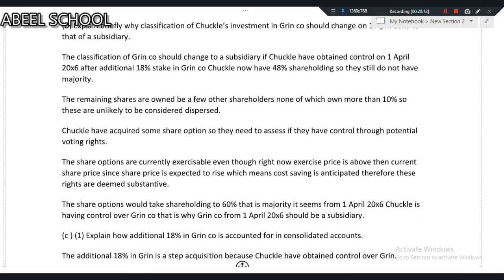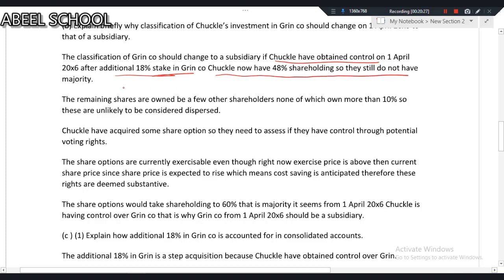The classification of Green Company should change to subsidiary if Chuckle Company have obtained control at 1st April after the additional 18% stake in Green Company. Chuckle Company now have 48% shareholding, so they do not have a majority right now. The remaining shares are owned by a few other shareholders, none of which own more than 10%. So these are unlikely to be considered dispersed.